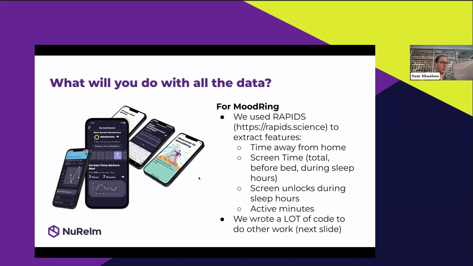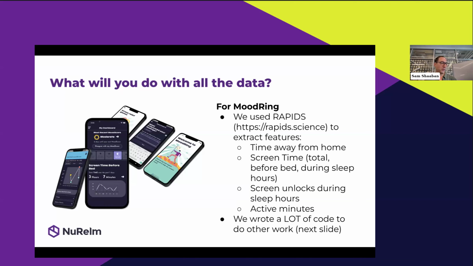we're using Rapids to figure things out, like how much time did someone spend away from home? What's their screen time look like during different portions of the day? What do their screen unlocks look like during different portions of the day? How many minutes do they appear to be active? And then we ended up writing a lot of code to do a lot of other work.